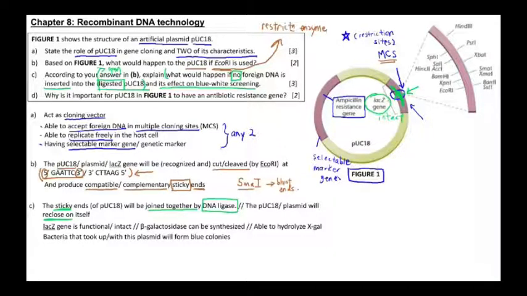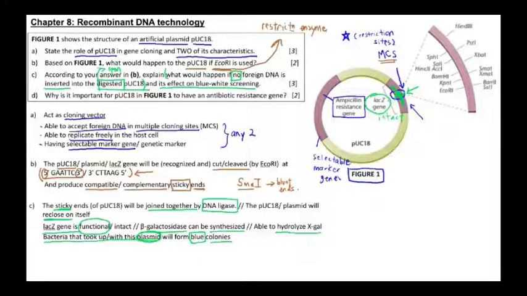How would this affect the blue-white screening? Because the plasmid rejoins itself, the lacZ gene becomes functional again. And that's why beta-galactosidase can be synthesized normally to hydrolyze the X-gal. This will make the bacteria that took up this plasmid, which has rejoined and reclosed itself, having the functional lacZ gene, form blue colonies.